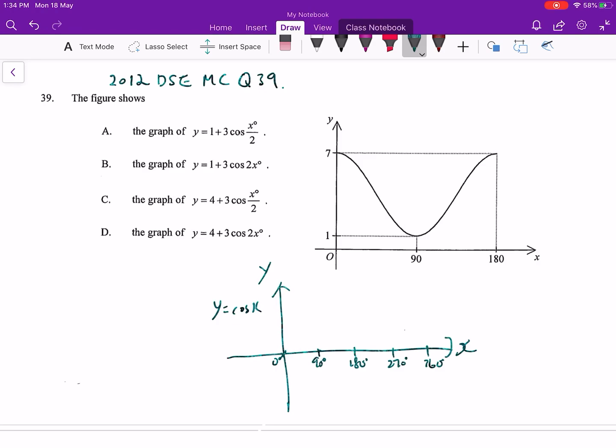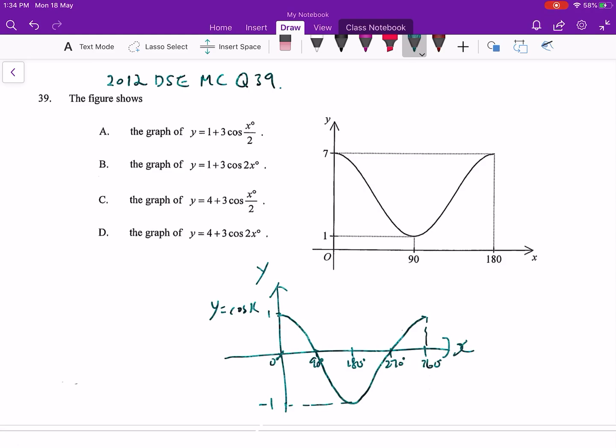Cosine of 0 gives 1, so the graph will be like this. If you keep typing, you will find the graph will be like this. Here is negative 1. You will see that the period of the graph is 360 degree, and the amplitude is from 1 to -1, so the difference is 2.